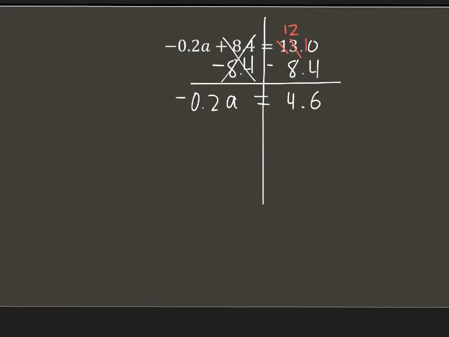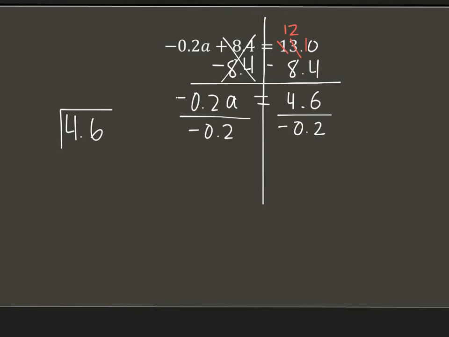0.2a. Well, when a number and a variable are squished together, multiplication is actually happening in between. So if I'm looking at multiplication, I need to do division in order to isolate my variable. So I'm going to divide by negative 0.2 on both sides. Remember, you keep that negative with your number when you're multiplying or dividing.